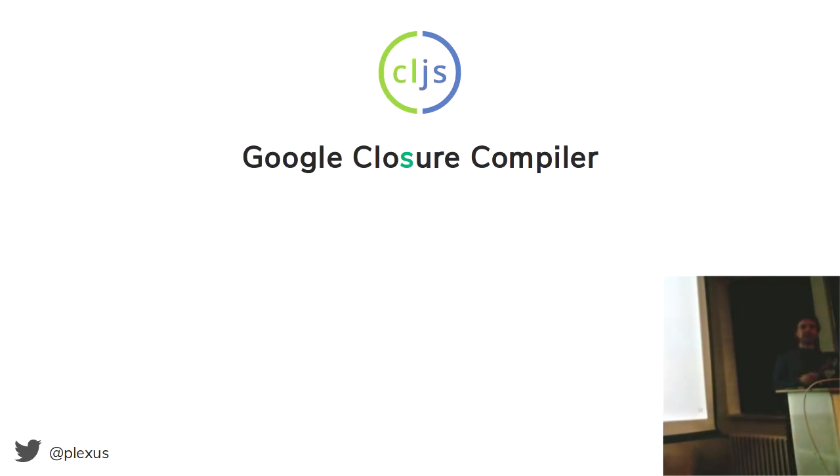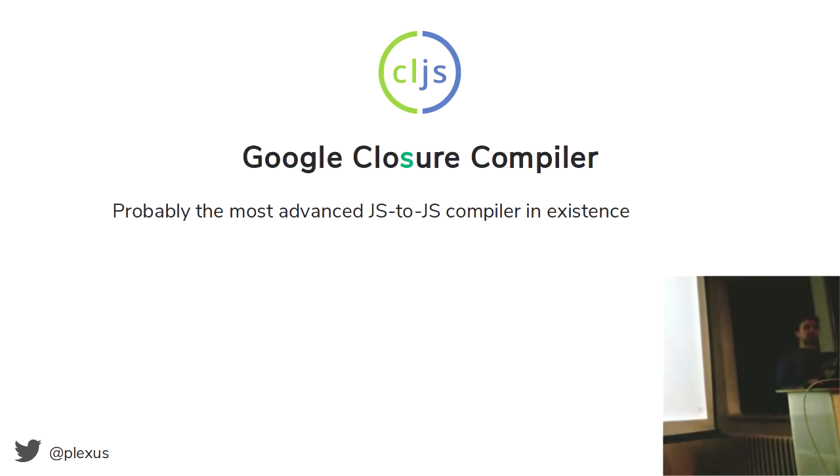The Google Closure compiler is what the ClojureScript compiler targets. The ClojureScript compiler outputs JavaScript, which you can run straight away in the browser or on Node.js. But if you do a production build, then it runs through this Google Closure compiler, which is probably the most advanced JS-to-JS compiler in existence.